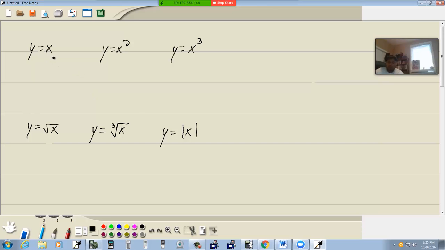Okay, our first one, y equals x. I'm going to press my Y= button. I'm going to press my clear button. I'm going to press my X key button. And then I'll push my graph button. And that should give us our straight line going through like that.